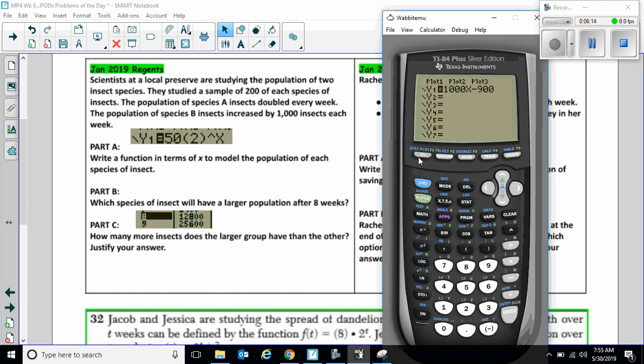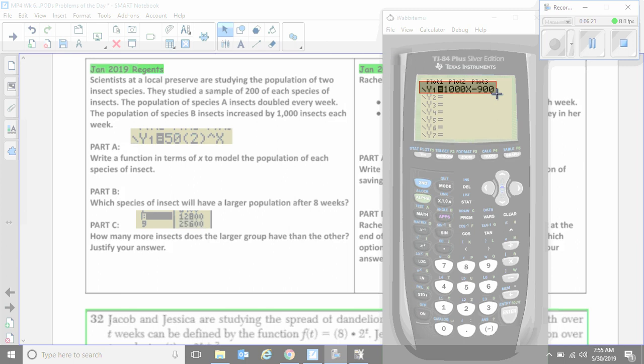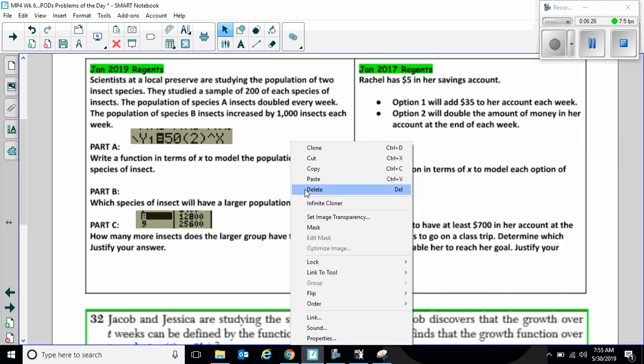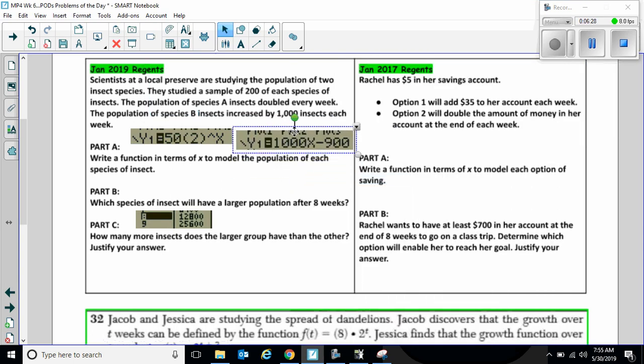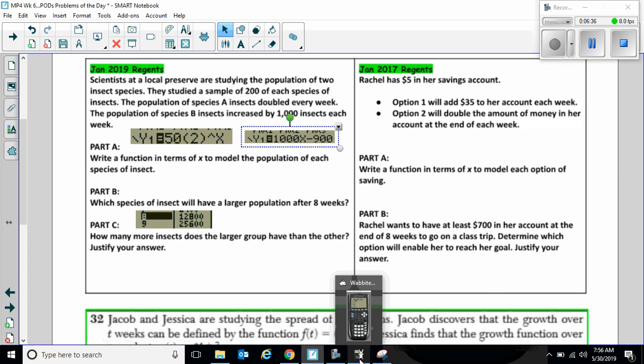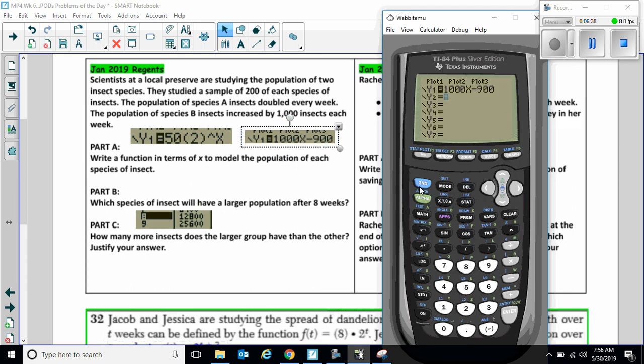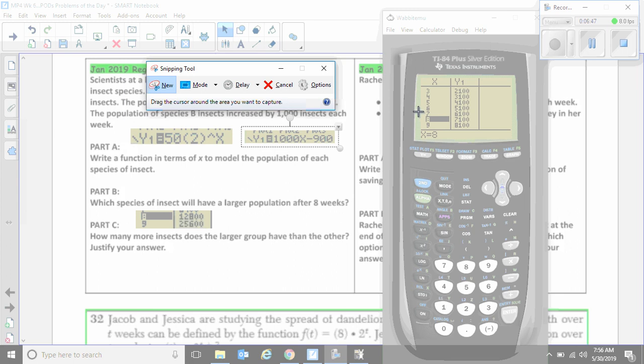We put that in our calculator and copy that, so we have comparison and contrast. Here we are. My second equation looks like that. After 8 weeks, where are we? Let's figure it out. After 8 weeks, there we are. Let's compare that.